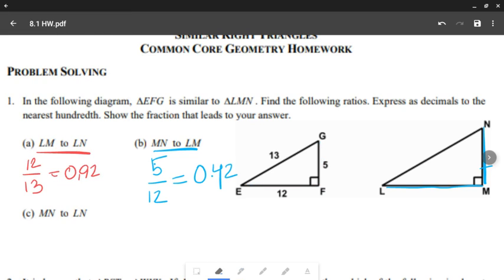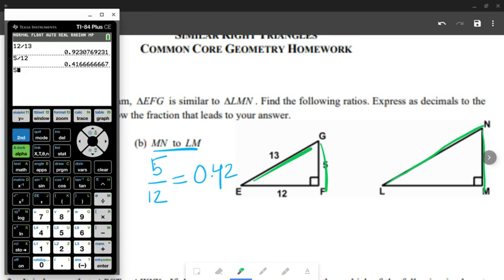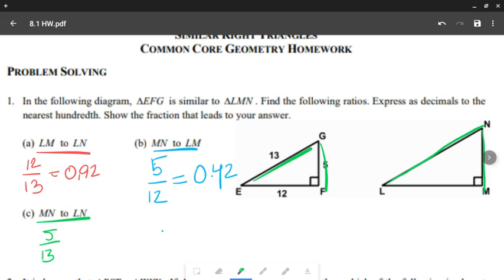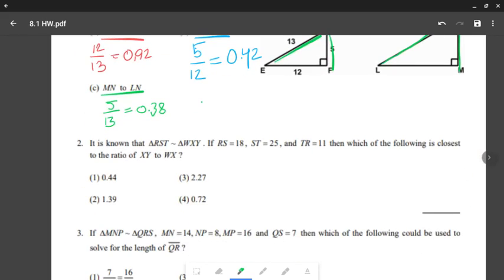And the last one looks like MN to LN, which is the short side to the long side, so 5 to 13. All right, finish it off with the calculator. 5 divided by 13 is 0.38. All right, so the first one's done. Now, those ratios of the sides are important, remember, because the ratio of the sides is actually going to be a big part of the trigonometry unit that we're getting ourselves into here.